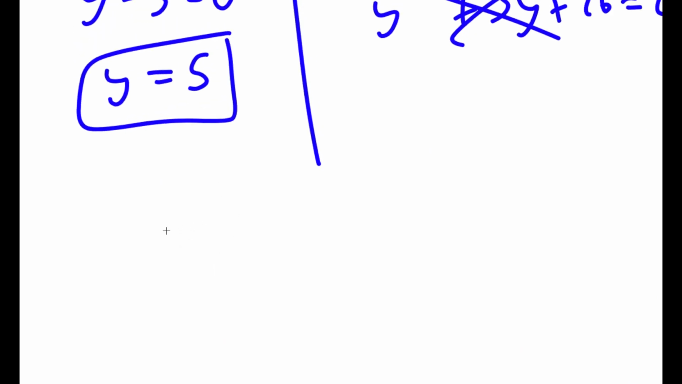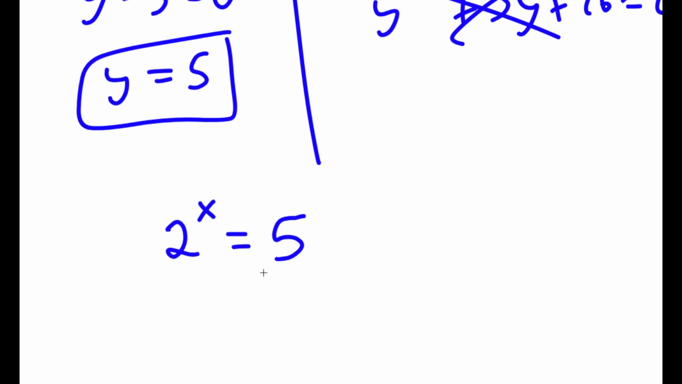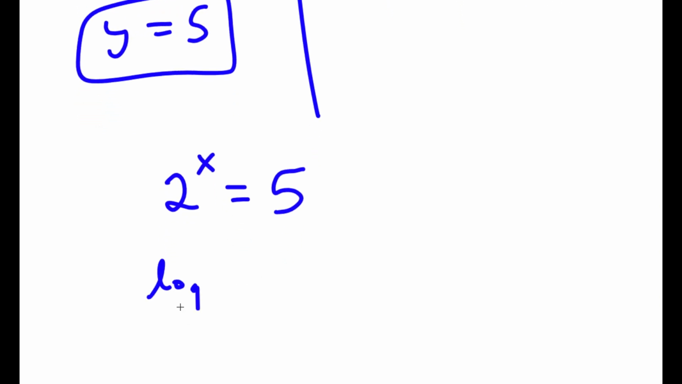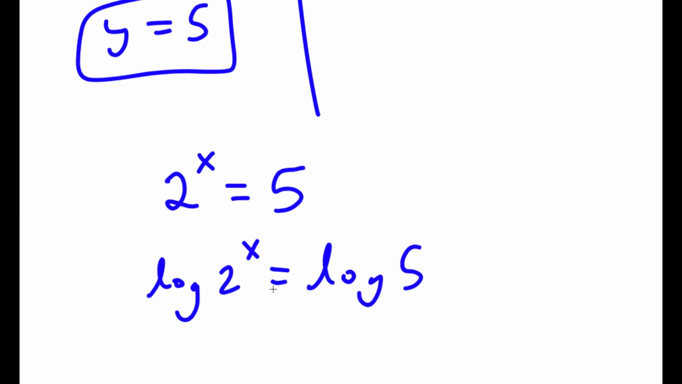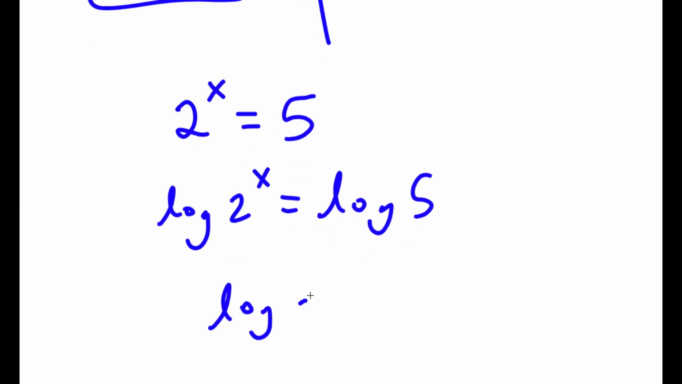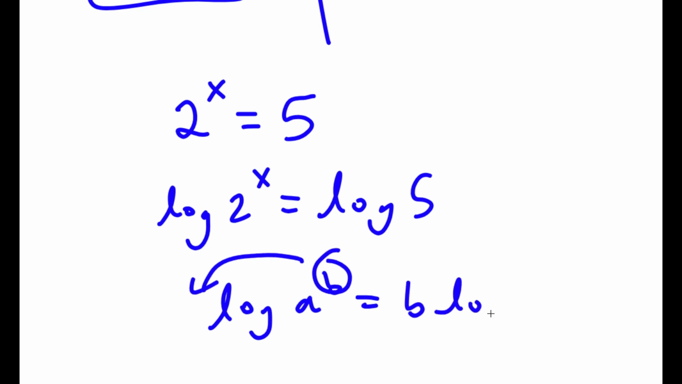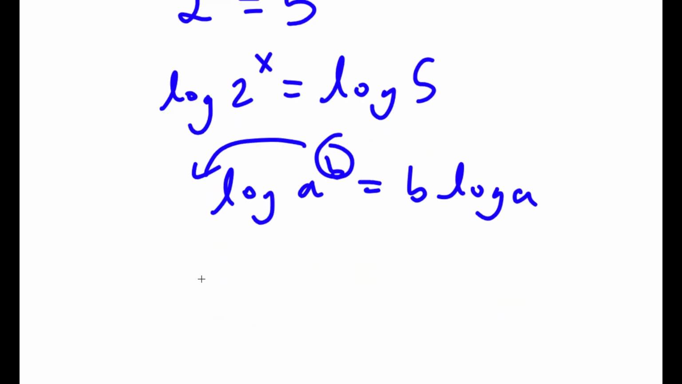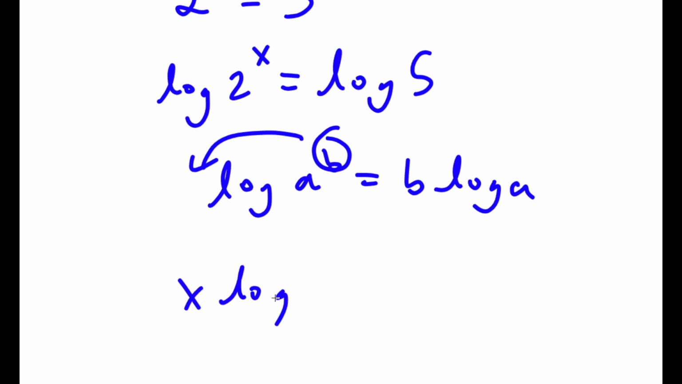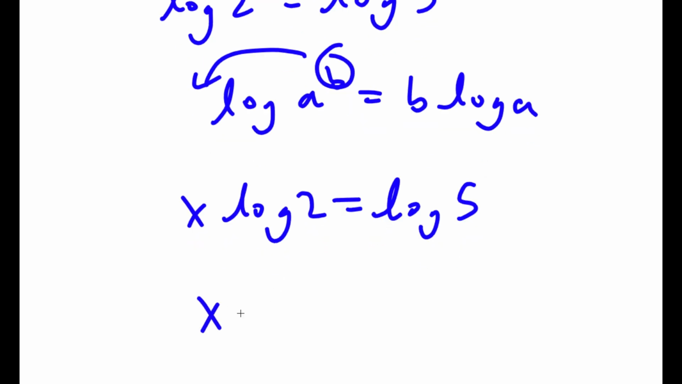So this means that 2 to the power of x is equal to 5. And I'm going to take the log on both sides to solve this, so I have log 2 to the power of x is equal to log 5. And if I have something in the form log a to the power of b, I can move this exponent to the front, so it's going to equal b times log a. So this is the same thing as x times log 2 is equal to log 5, meaning x is equal to log 5 over log 2.